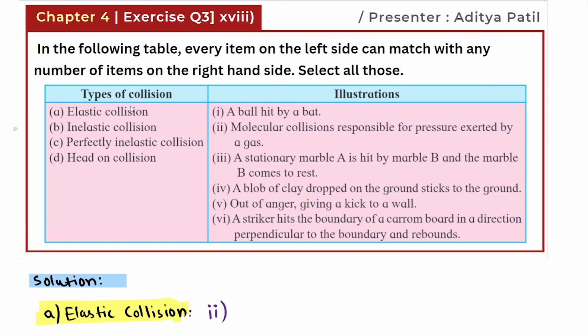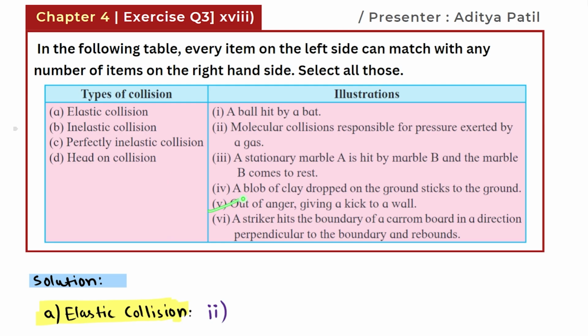Now, second, we have the second type of collision, that is the inelastic collision. To be specific, it's the partial inelastic collision because inelastic collision has two types. So most everyday interactions that we see can qualify for this inelastic collision. So whether you are hitting a ball with a bat, or a marble hitting another marble, or a striker hitting the boundaries of the carom board, stuff like that.